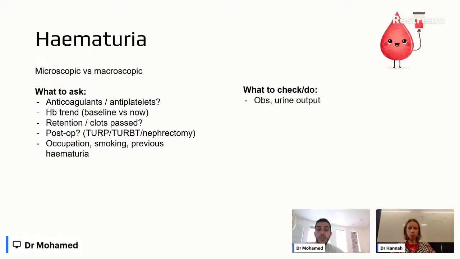So what you want to do, you want to make sure that there's a full set of OBS, of course, get their urine output, you want to make sure that a bladder scan is done. And when we say bladder scan, guys, we are talking about a post-void bladder scan.